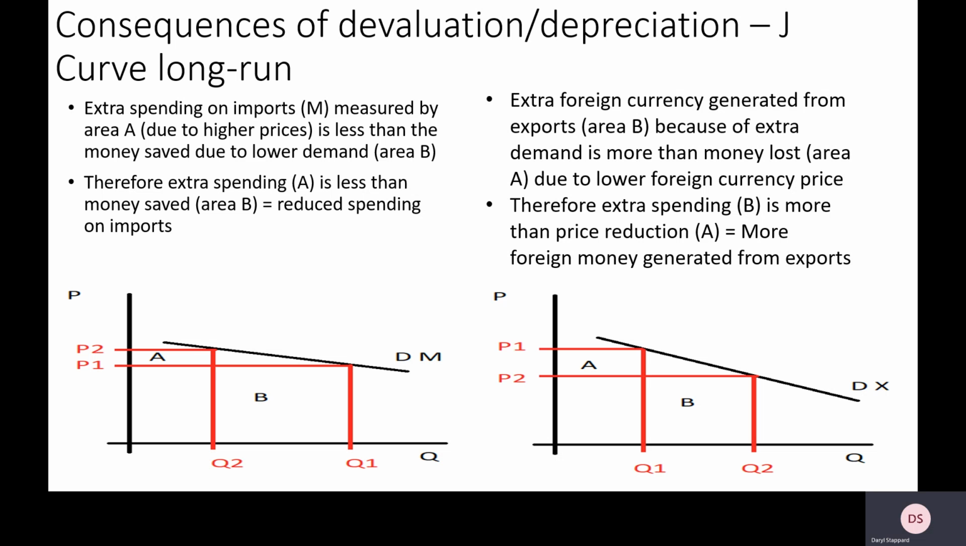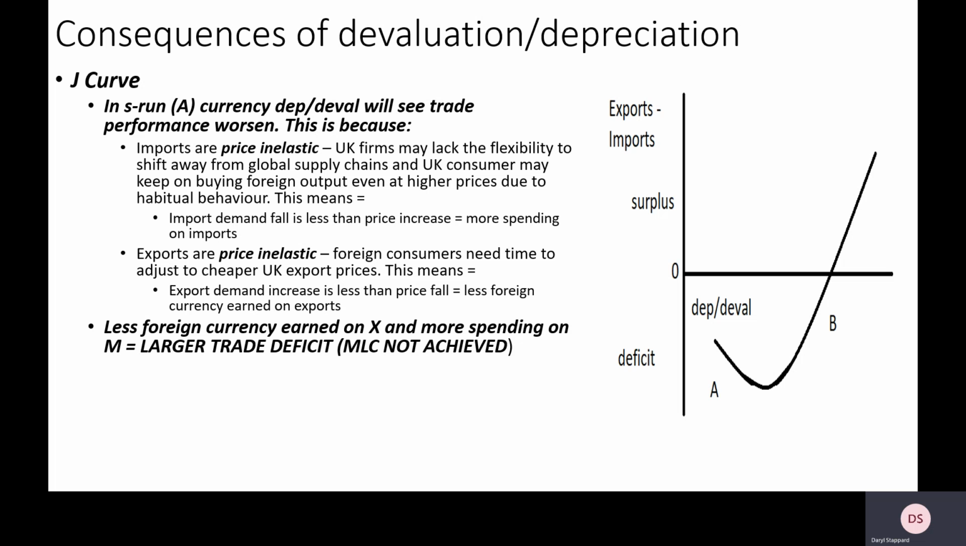But also foreigners will become more responsive to cheaper import prices. British exports are now cheaper, but they can respond more to those price reductions, and they will spend more on British goods and services. Right, if I go back to the J curve, everyone, area A shows that in the short run, when a currency gets weaker, even though the volume of imports will fall and the volume of exports will increase, the value of imports will actually grow and the value of exports will actually fall. So A on the J curve will show us the trade deficit actually getting bigger.